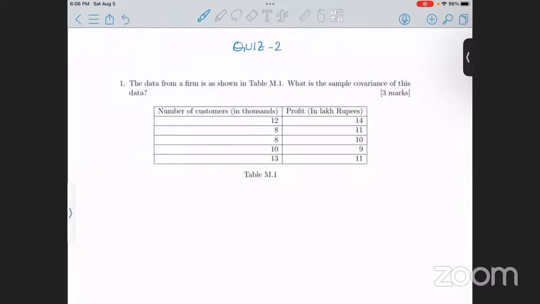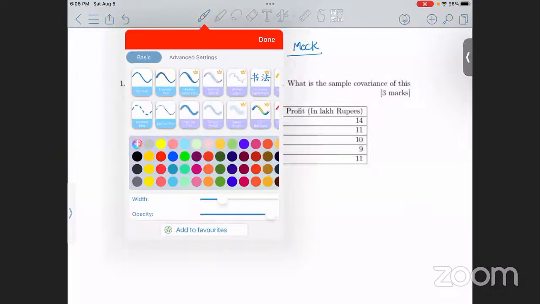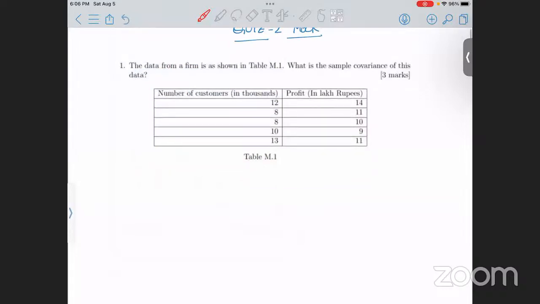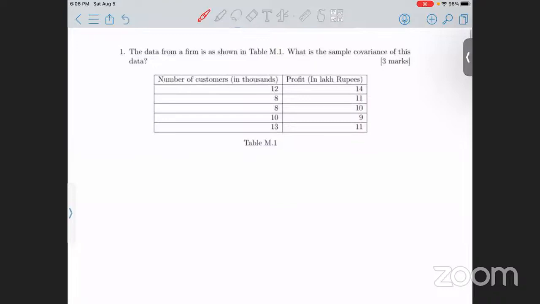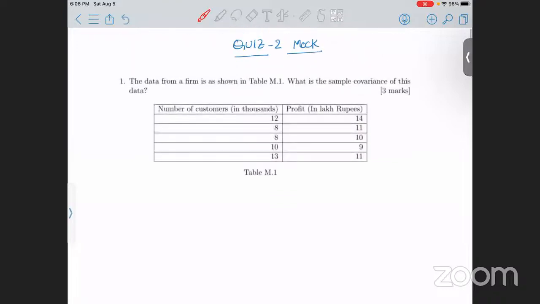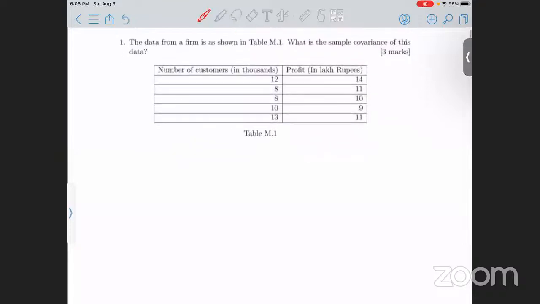This is mock test. We'll solve these questions one by one, and we will discuss some important concepts also. Coming to the first question.